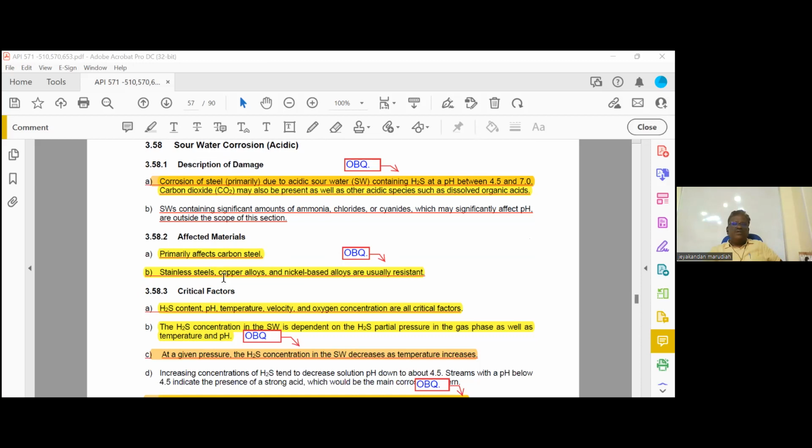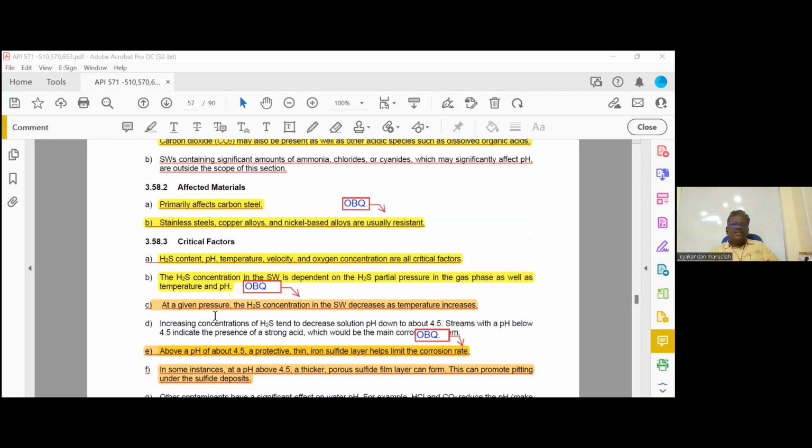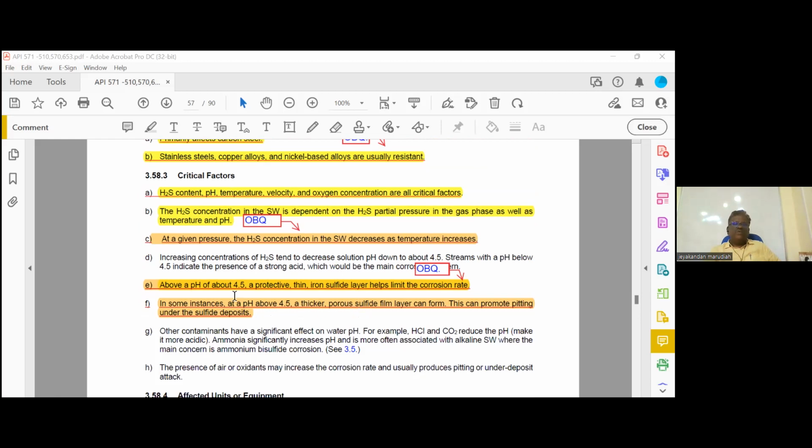Then, primarily affects carbon steel; stainless steel, copper alloys, and nickel-based alloys are usually resistant. That is open the question. H2S content, pH, temperature, oxygen concentration, all are critical factors. C, at a given pressure, H2S concentration in the sour water decreases as temperature increases. That is open the question. E, above a pH of 4.5, a protective thin iron sulfide layer helps to limit the corrosion rate. That is open the question.